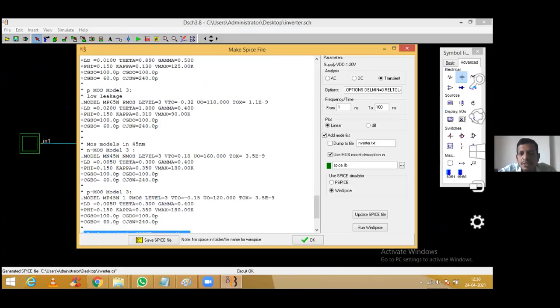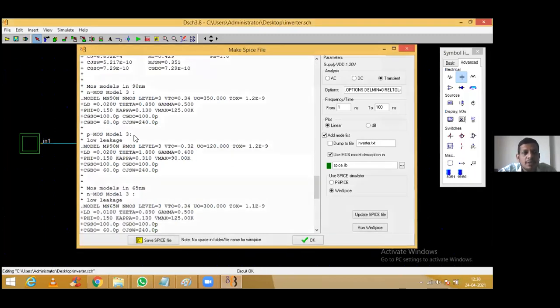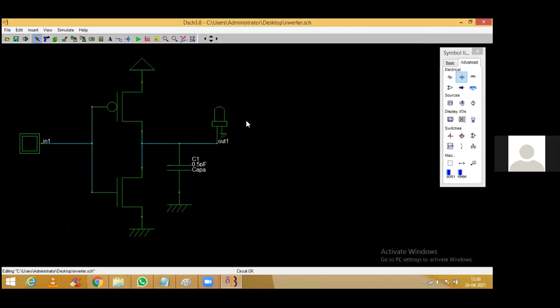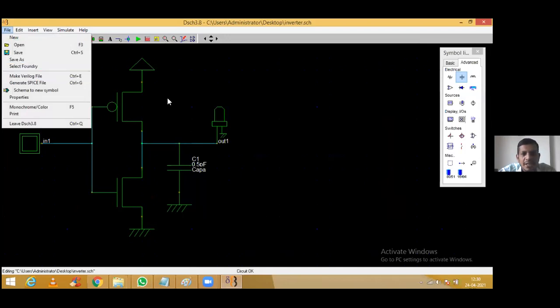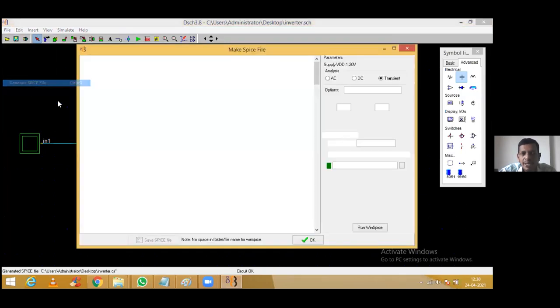Everybody, please, I'm repeating one more time. I have designed the structure over here. Then I saved that structure using the save as option with a certain name. Then I went to file and clicked on generate spice file. Look at that. That's the spice netlist.